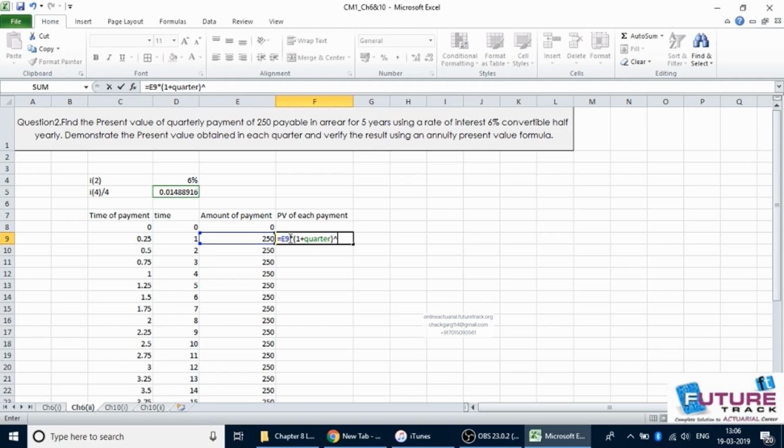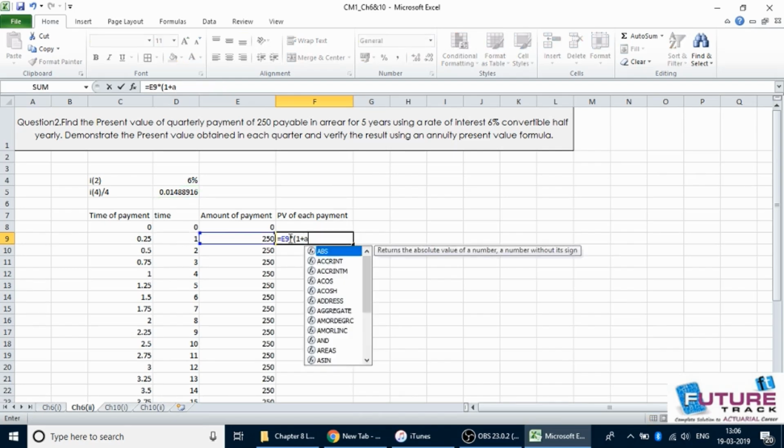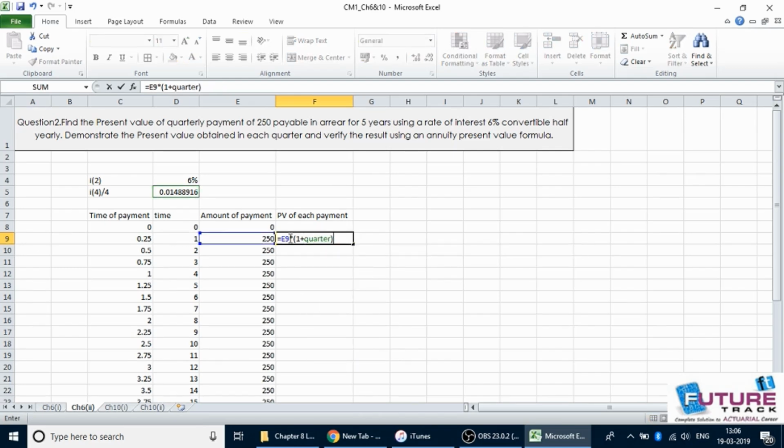we have to discount, minus, because this is the effective rate of interest per quarter, so we have to discount back 1 quarter back, so this is plus. So this is the present value of this at time 0.